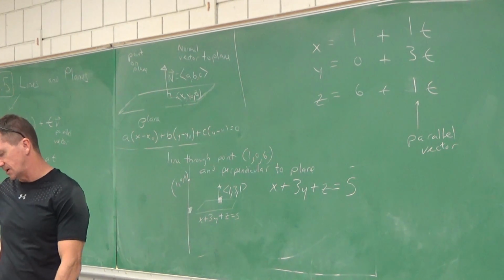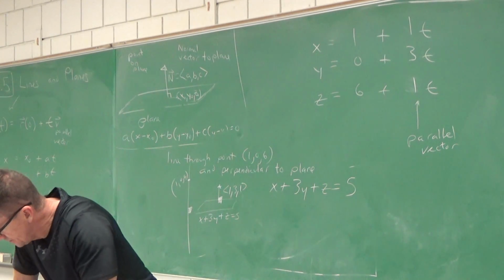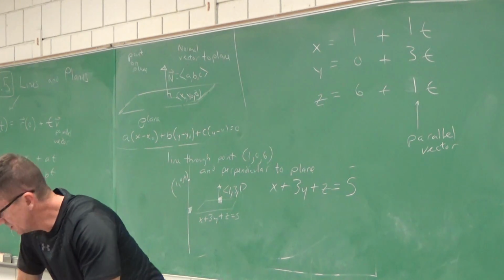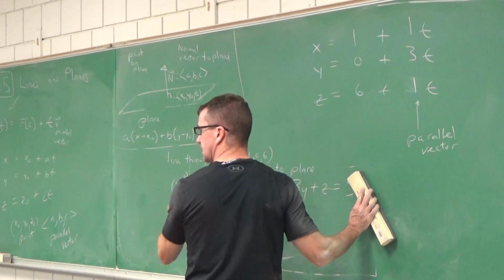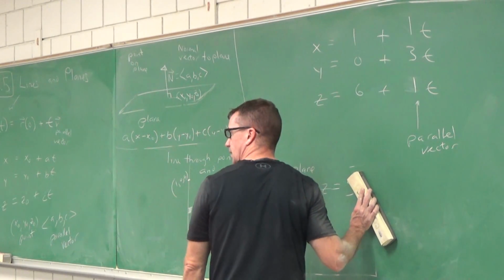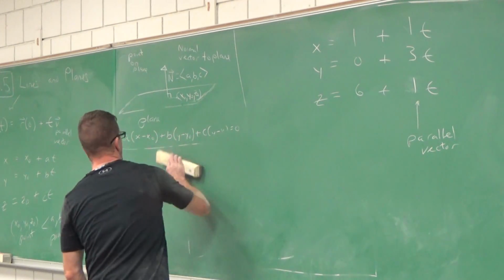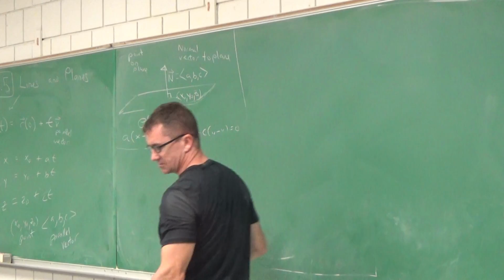A couple other things. This is problem number 45 from the textbook. Can I erase? It has something to do with lines and planes. Cool. This is number 45 in the textbook, something with lines and planes. This is what they wrote.